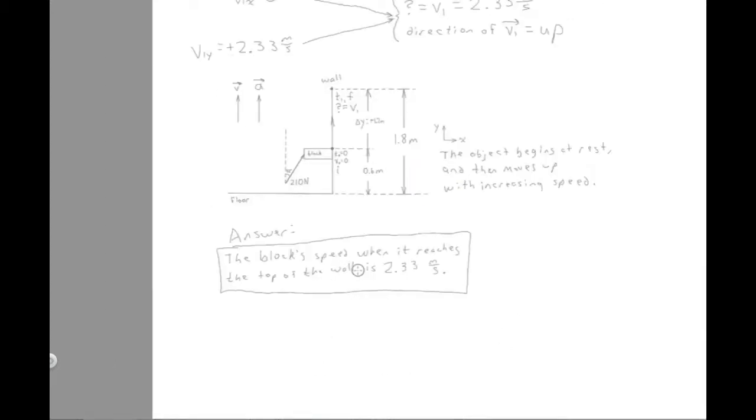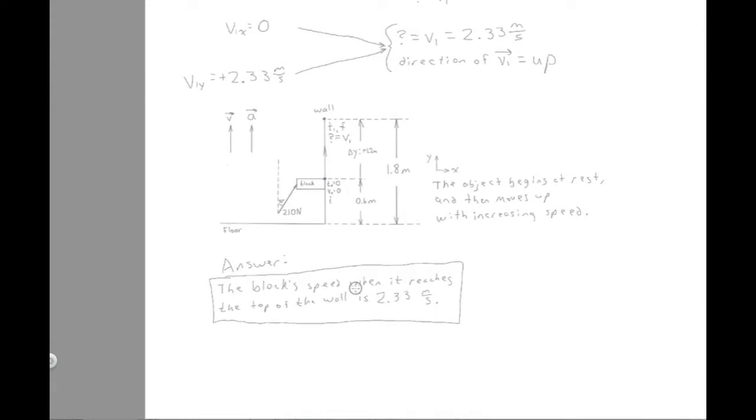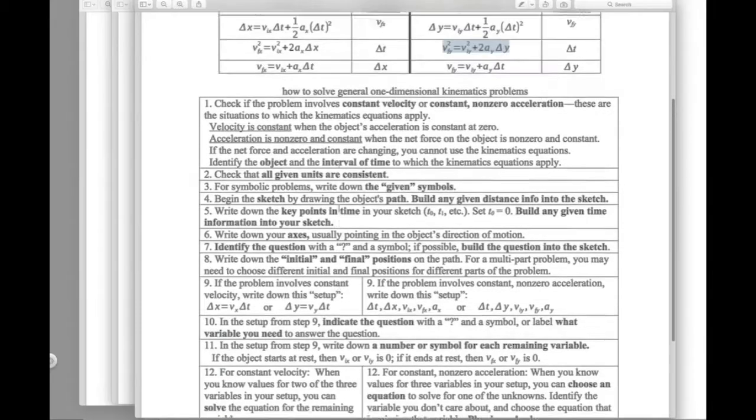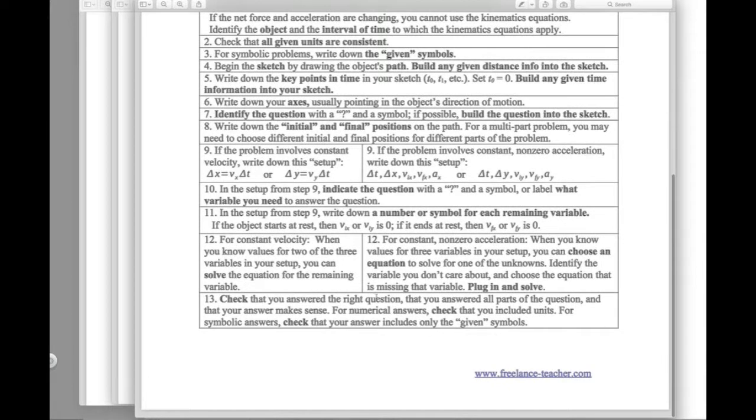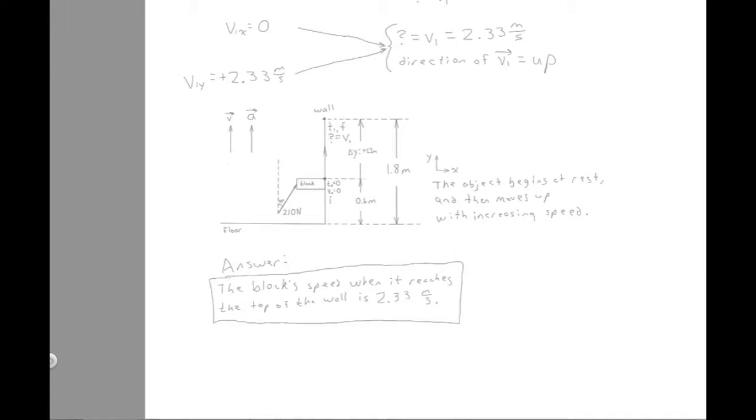All right, so now we have our answer to the question. The speed when the block reaches the top of the wall is 2.33 meters per second. So we finished these steps for general one-dimensional kinematics. Remember that at the end of the problem, you should make sure you answered the right question and that you answered all parts of the question.